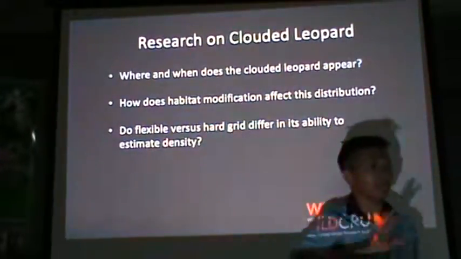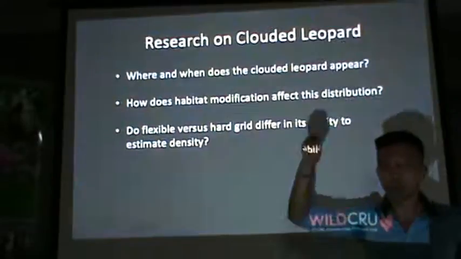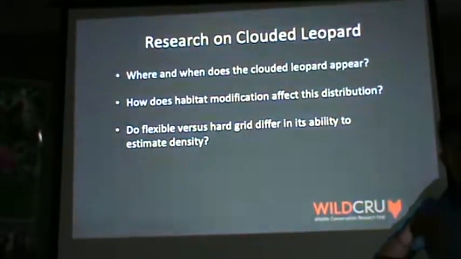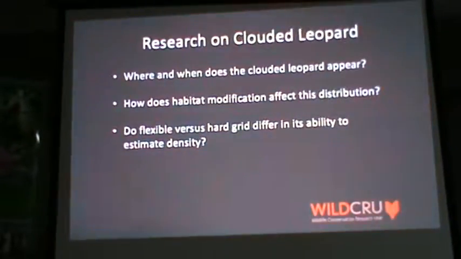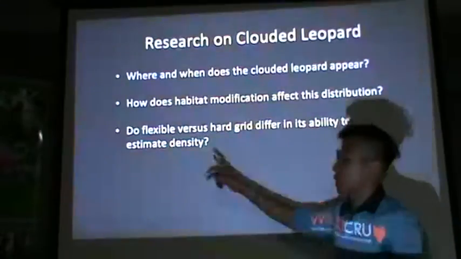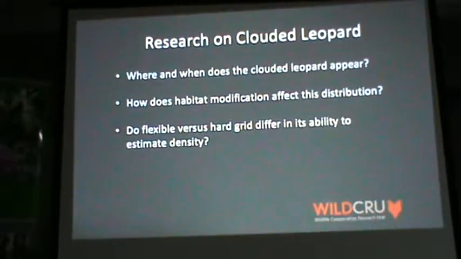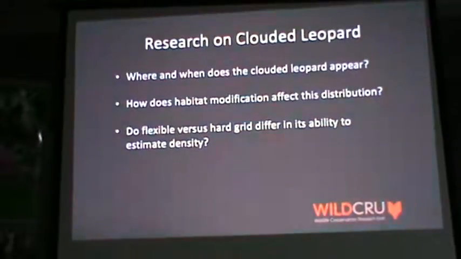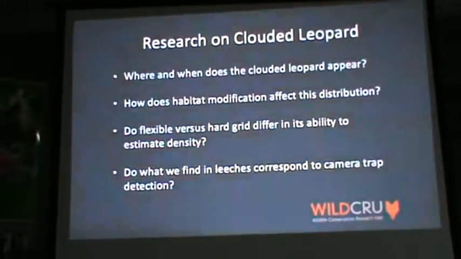Okay? Do flexible versus hard grid differ in the ability to estimate density? So grid is about where you put the camera traps. Hard means you go there and you put it there, you fix it there. So one camera grid is one in which the camera traps are separated by 1 kilometer apart. Flexible means you go there and then you move around, you find suitable spots, you might vary a little bit, so that's slightly different. I'm not going to answer some of the questions here today because the study is still ongoing, but we'll see what we find.